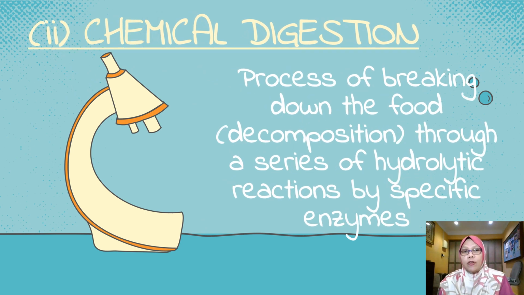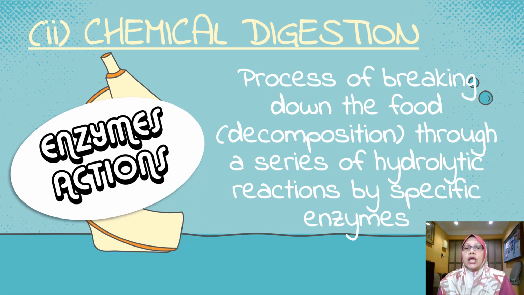The second part of digestion is chemical digestion. So what is chemical digestion? Chemical digestion is a process of breaking down the food, sometimes we call it decomposition, through a series of hydrolytic reactions by specific enzymes. So you must remember, chemical digestion involves enzyme reaction.